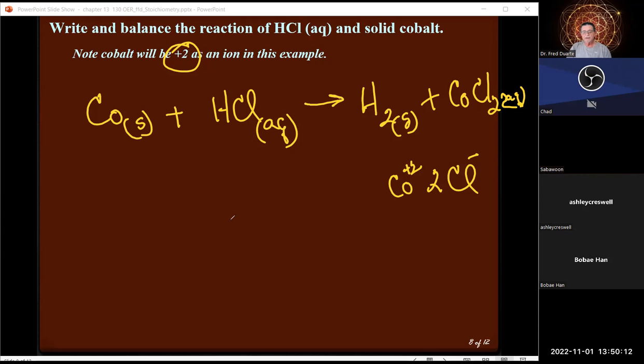All right, now we balance. So we have two chlorides on the right, one on the left. What if we put a 2 in front of HCl? That will balance the chlorides, okay? It also balances the hydrogens, and then the cobalts are already balanced with 1. So we have a balanced chemical equation.